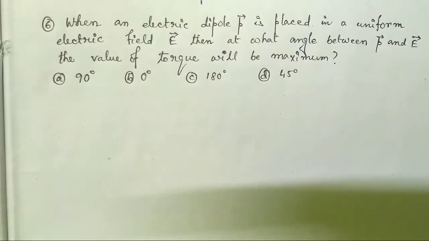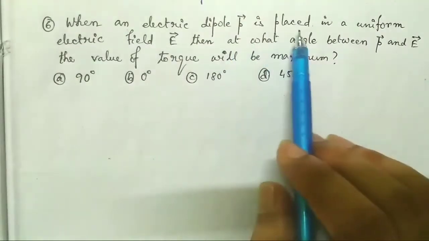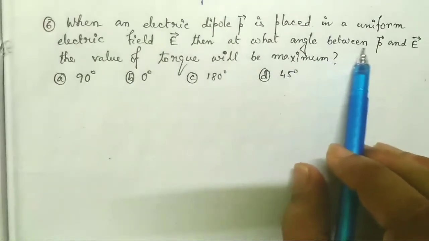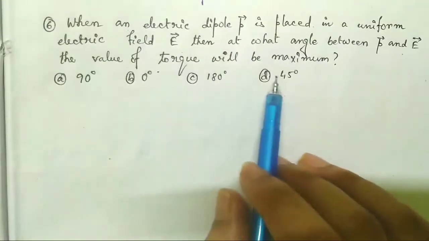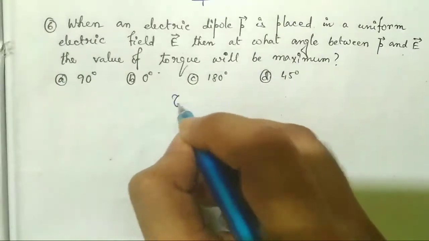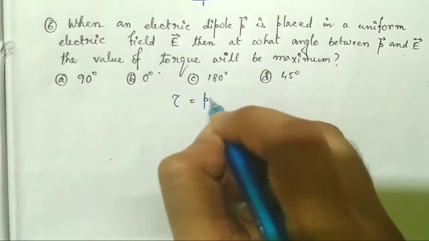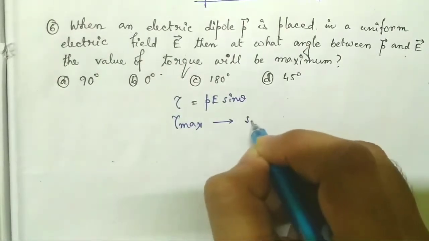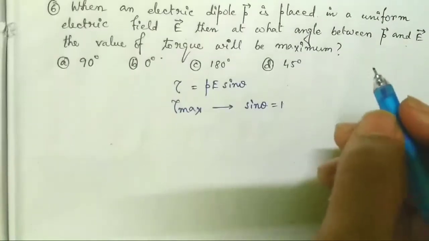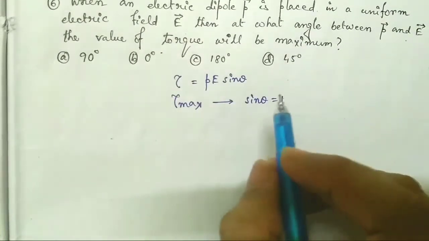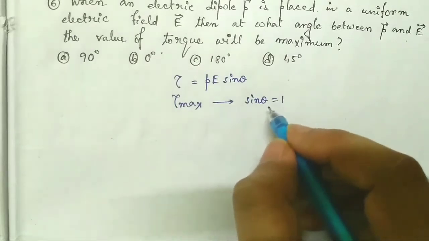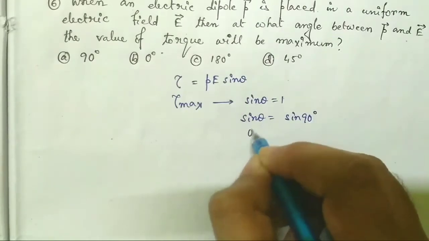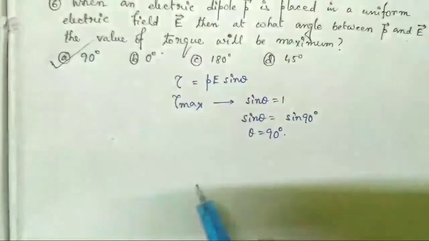Question number 6. When an electric dipole P is placed in a uniform electric field E, then at what angle between P and E the value of torque will be maximum? Very simple question. We know the torque tau is given by PE sin theta. The value of tau will be maximum if sin theta is equal to 1, and the maximum value of the torque is P into E. If sin theta is equal to 1, we can write it as sin theta is equal to sin 90 degree or theta is equal to 90 degree. That means option A is the correct answer.